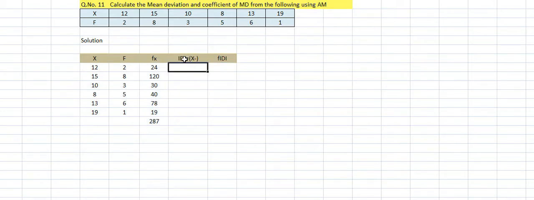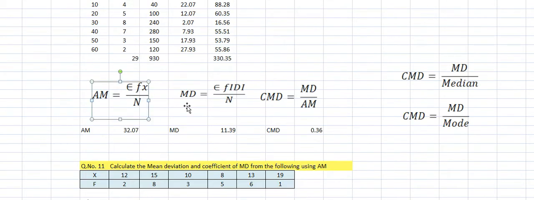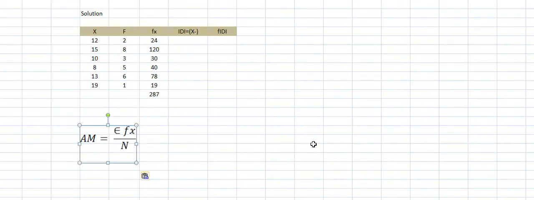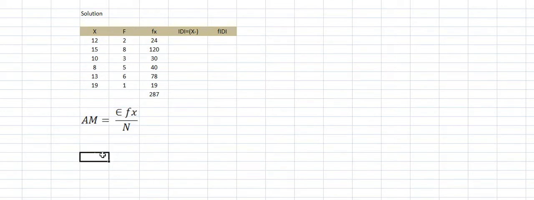Next one means you need to find the modulus d. This symbol means modulus. I think I explained this symbol to you yesterday. Modulus means ignore the sign. Sign means negative number, right? So use this formula. What is the formula for mean? Mean formula is like this. So mean is like this. Use this mean formula and answer, right?